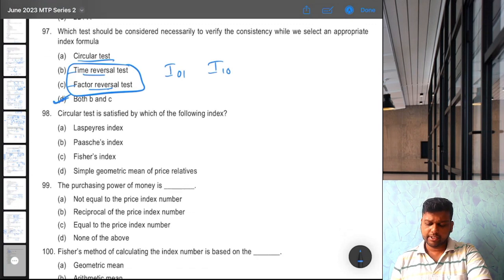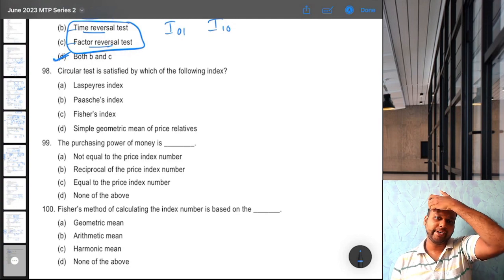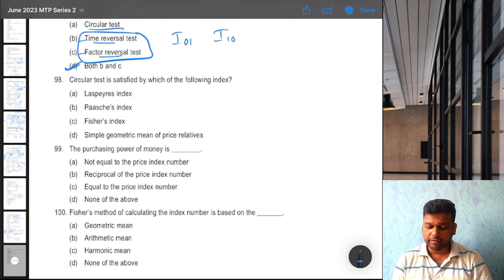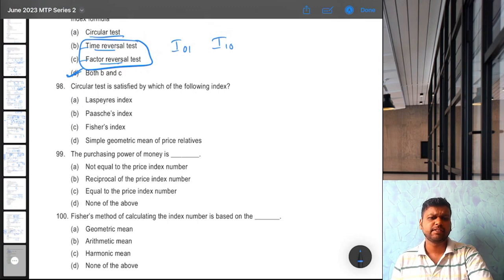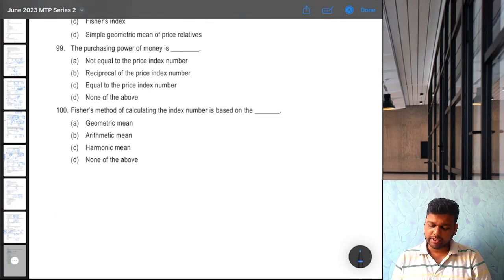98. Circular test is satisfied by which of the following index? Circular test is not satisfied by any of these three common indices. So simple geometric mean of price relatives. Okay, I think the battery of this pencil went off, but yeah, D is the answer. Simple geometric mean of price relatives. Let's just discuss anyway. Last two questions are theory.